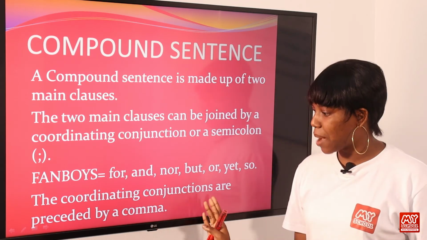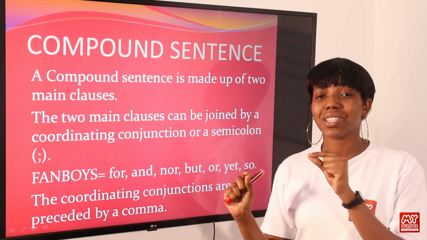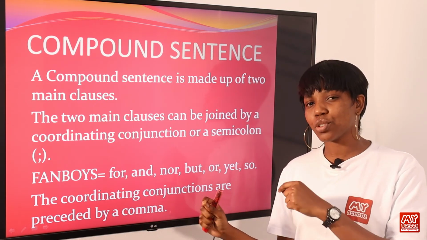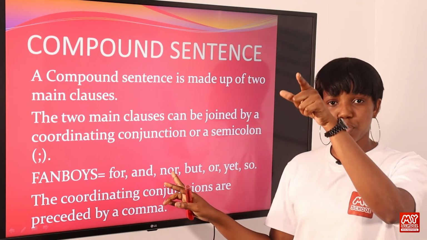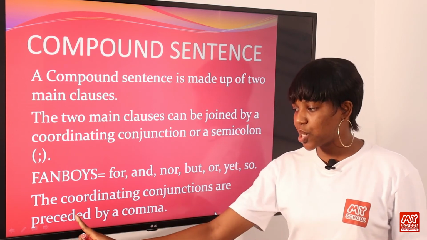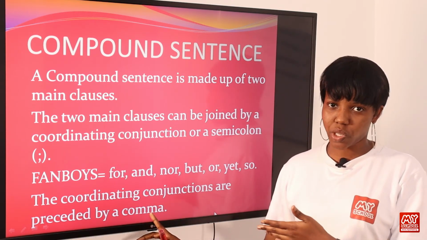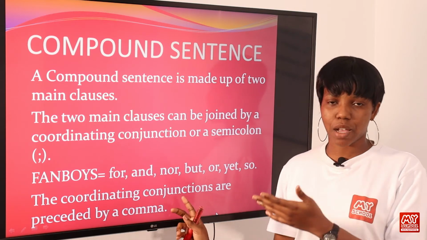Coordinating conjunctions are preceded by a comma. Now, we can see the use of "and" in the simple sentence. But here in a compound sentence, when it is used, it is preceded by a comma. And that's the difference between simple sentences and compound sentences. Now, let's take a look at the examples provided.